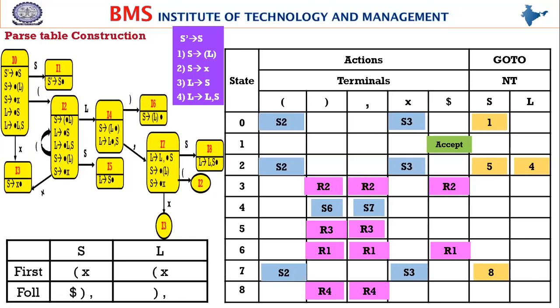You got shifts, you got reduces, the action part, and you got accept. Then you mark where there is error. All blanks in the parse table are errors. And for the go-tos, when we reduce, where to go is indicated by your go-tos.